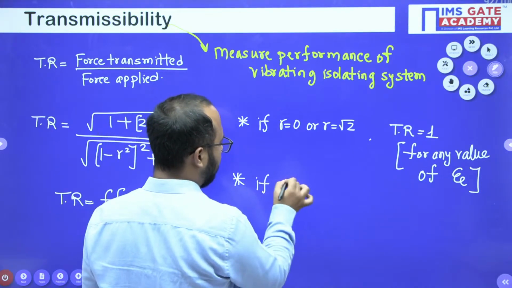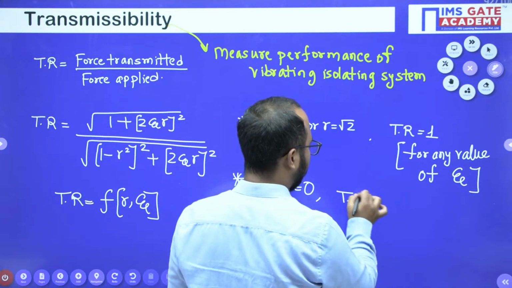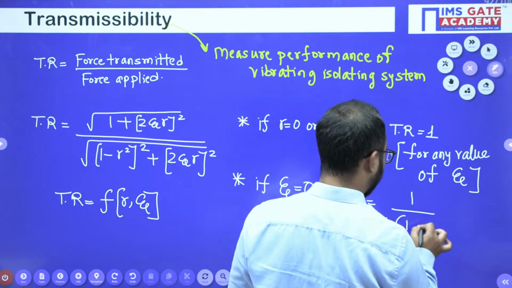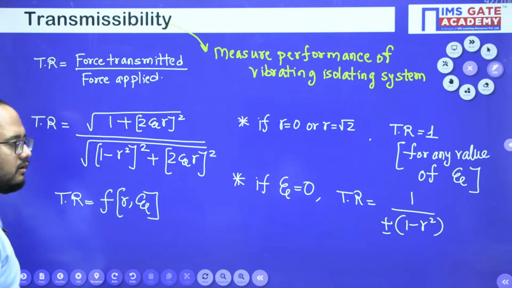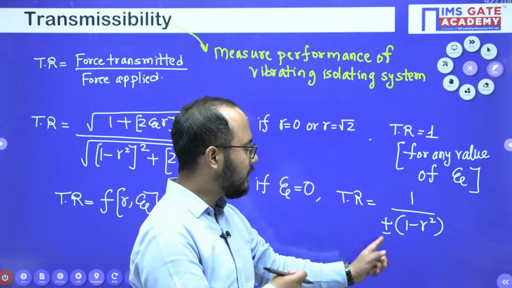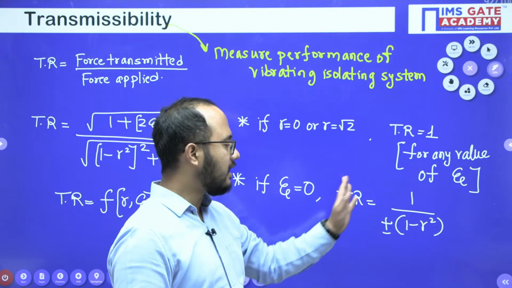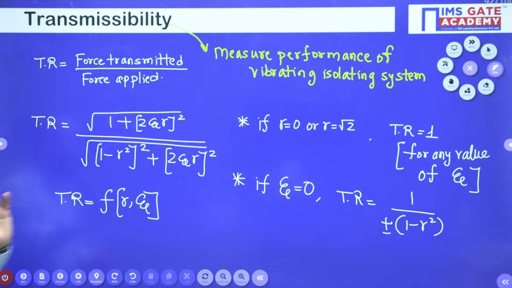If damping is not there, that is psi value 0, the TR value will become 1 upon plus minus sign, 1 minus R square. Remember this plus minus sign, because obviously the ratio cannot be negative. So you have to take care of this: either it can be positive or it can be negative, depending on the ratio cannot be negative. So remember this point. These two cases you should remember.